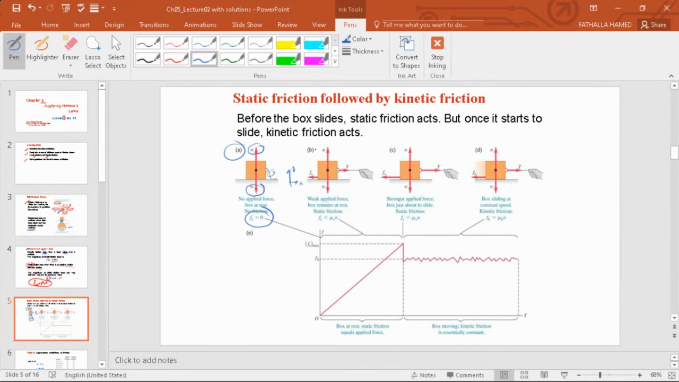Now, let's take this case here. The weight is toward the surface of the Earth, the normal force is up, but you're applying a tension here in the rope. The object is not moving. So there is something that's resisting the movement of this block, and this comes from friction.